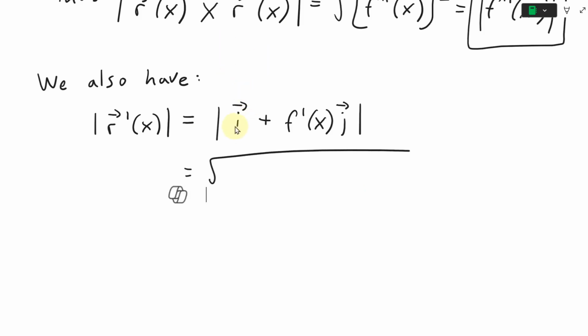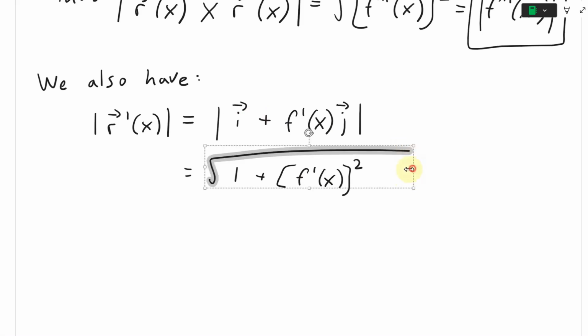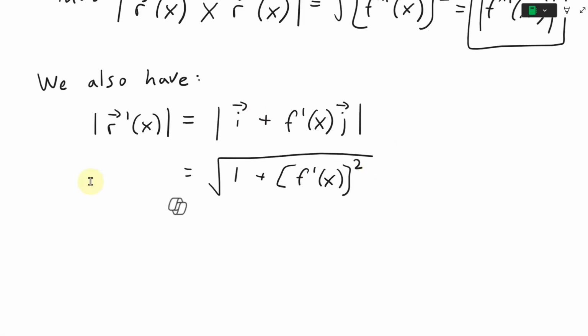And this is going to be this component squared. So 1 squared is 1 plus f prime of x squared. Yeah, like that. That's it. So we get that. I'll make this smaller. All right, so we have that.